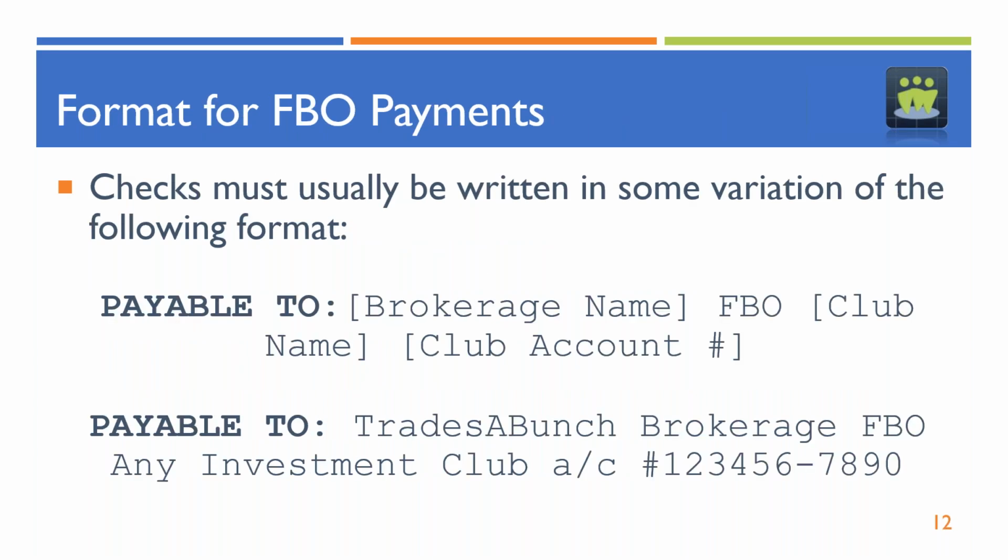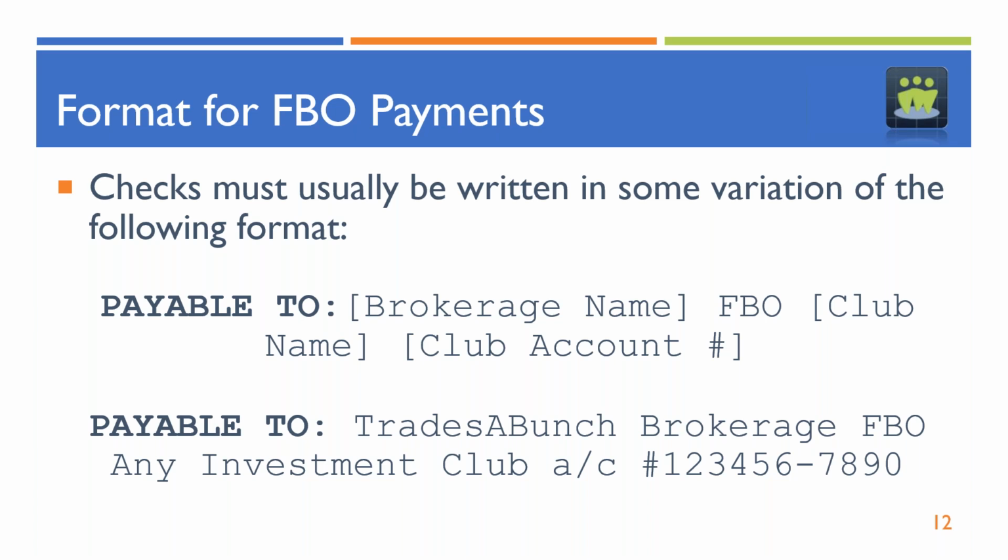And so here is the common format, and brokers may stipulate some variation of it, but the payable field for member checks would be something like brokerage name, FBO, club name, and club account number.